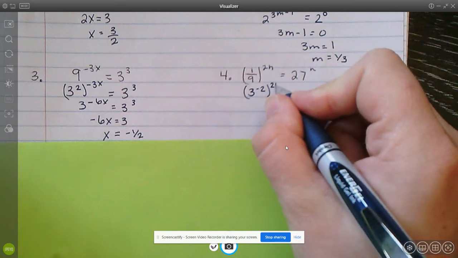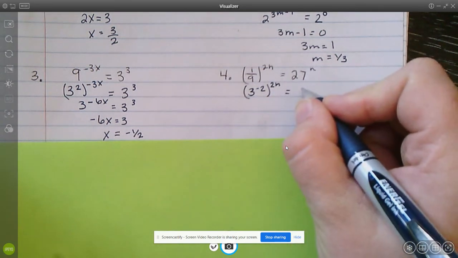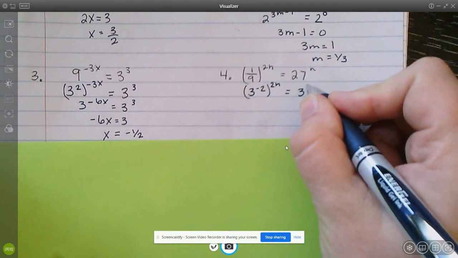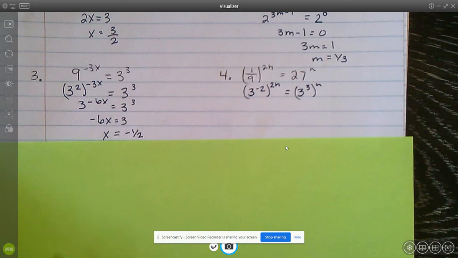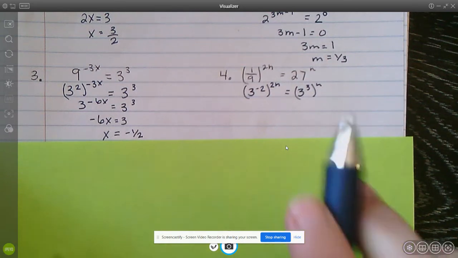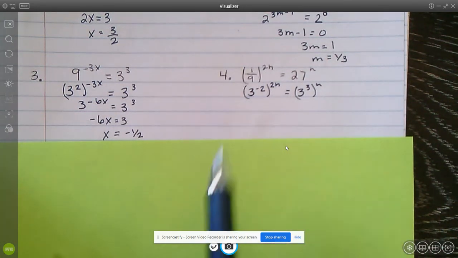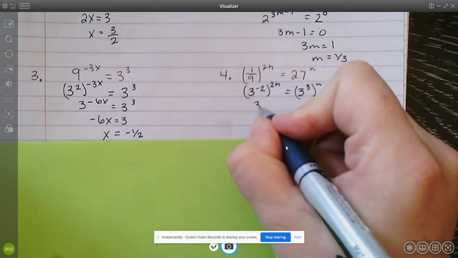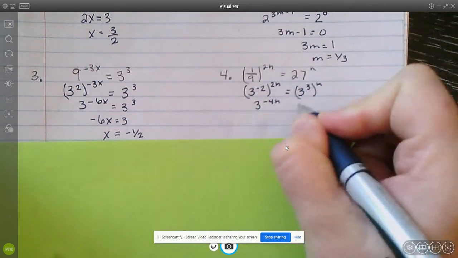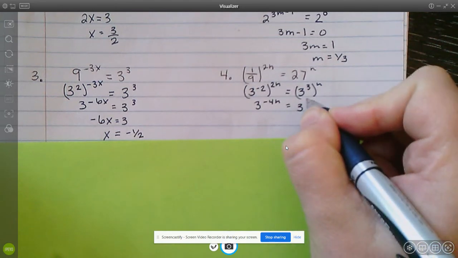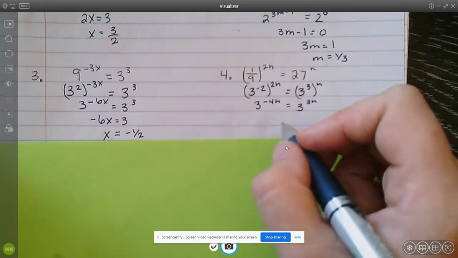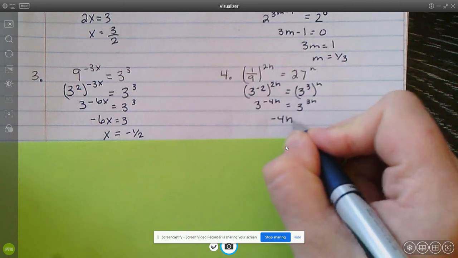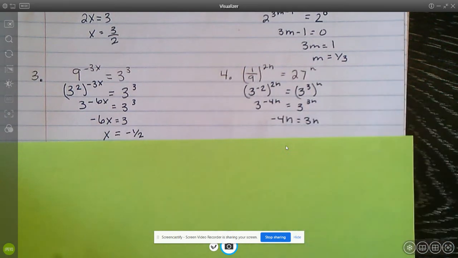to the power of 2n equals 3 to the power of what gives you 27? That would be 3, and then to the power of n. Okay, so remember, power to a power, you multiply. So we have 3 to the negative 4n equals 3 to the power of 3n. Again, set those equal to one another. So negative 4n equals 3n.